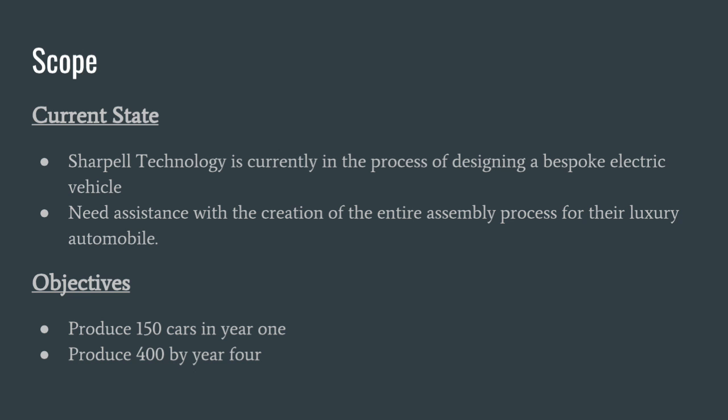Sharpell Technology wants to create a high-end, fully bespoke electric car. Though the company is still in the design phase of the vehicle, they have begun talking to investors about the manufacturing and assembly of their future electric vehicle. With little knowledge about facilities planning, they need assistance with the design of their manufacturing assembly line. Right now, they plan on producing around 150 cars in their first year, with the hopes of growing to producing 400 high-end cars by their fourth business year.